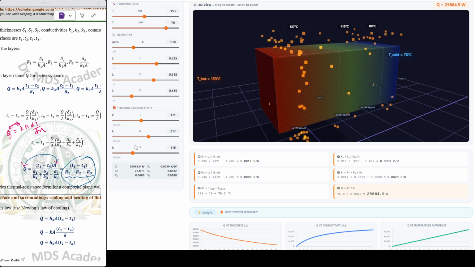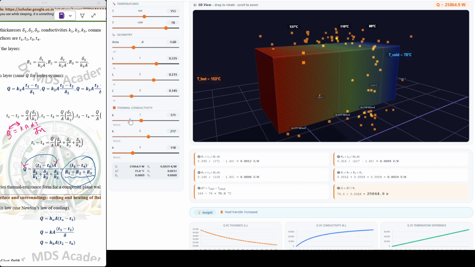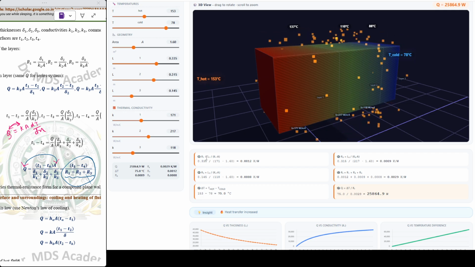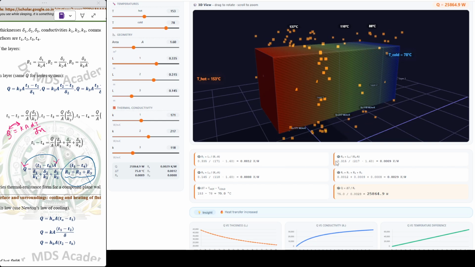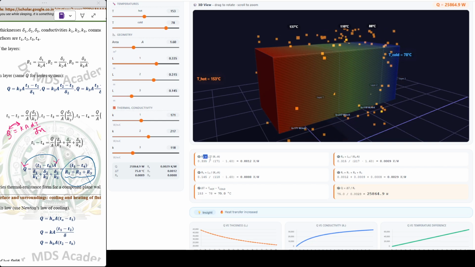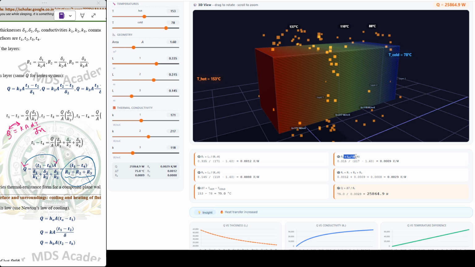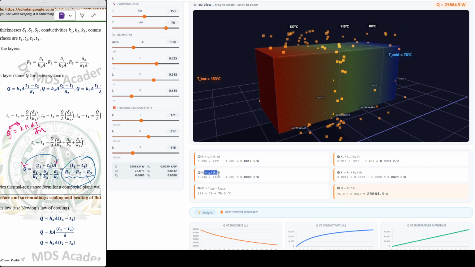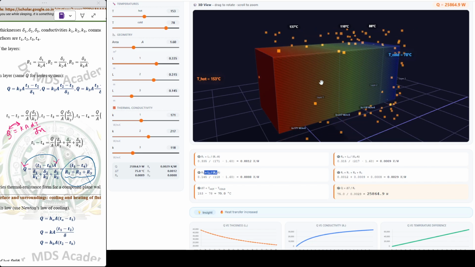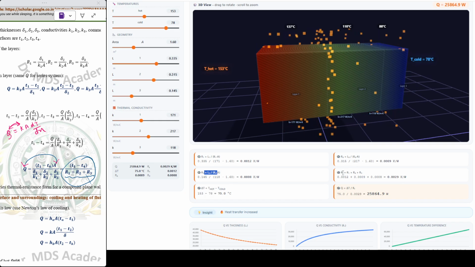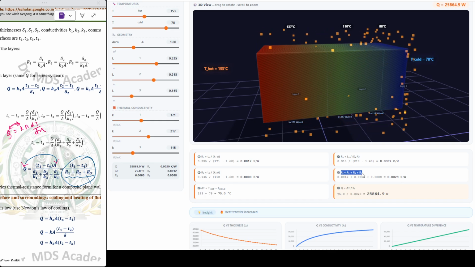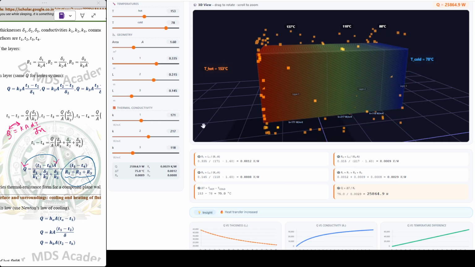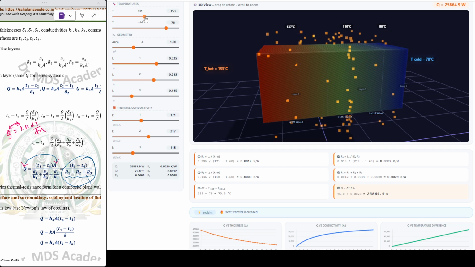By varying all these T, L and K for the different layers, you will get different R1, R2, R3. This is R1, this is R2, resistance for layer 2, resistance for layer 3. Since all these three are in series, simple summation is valid.